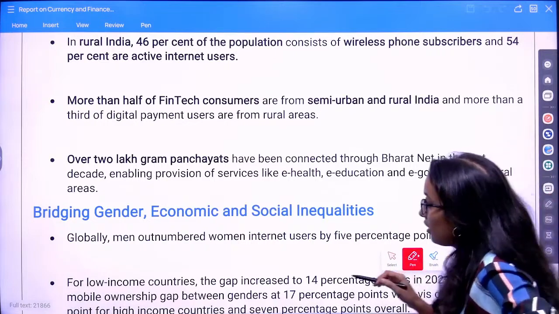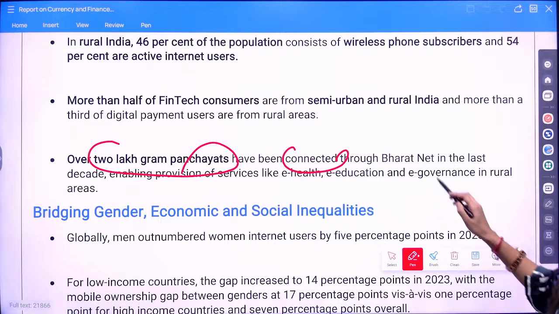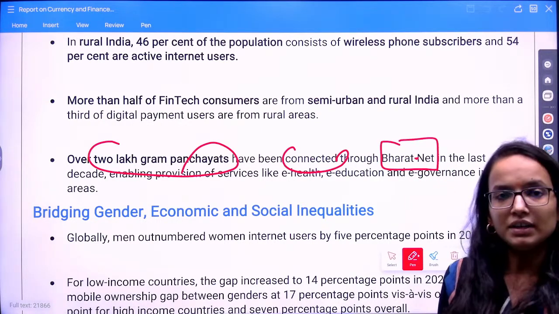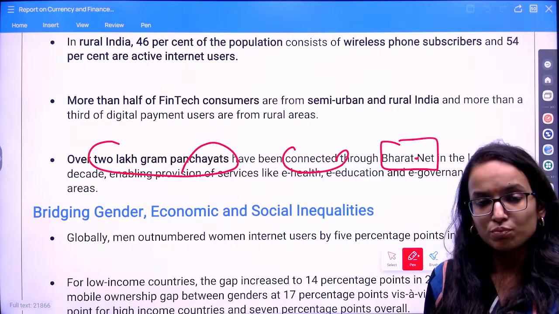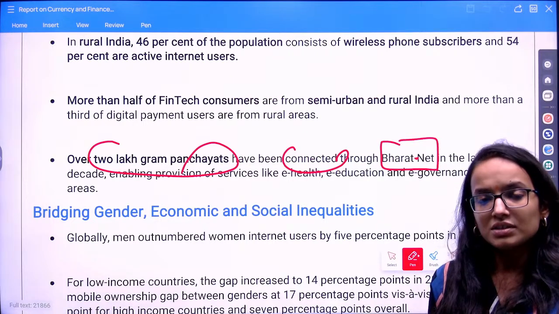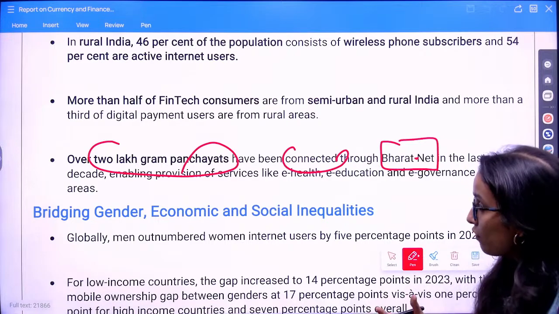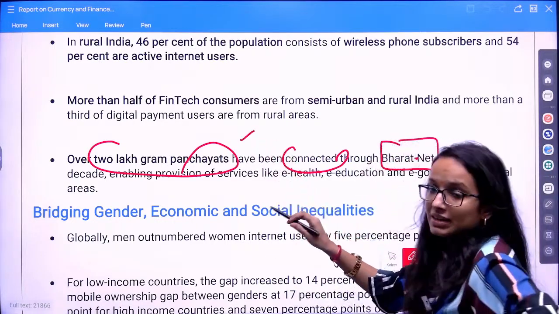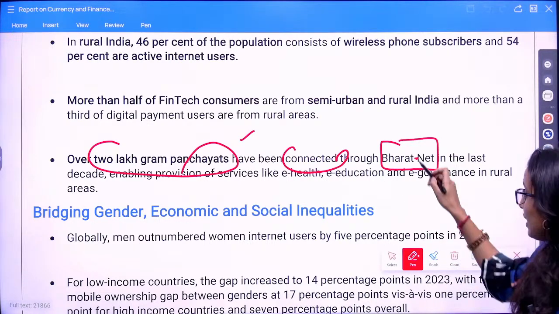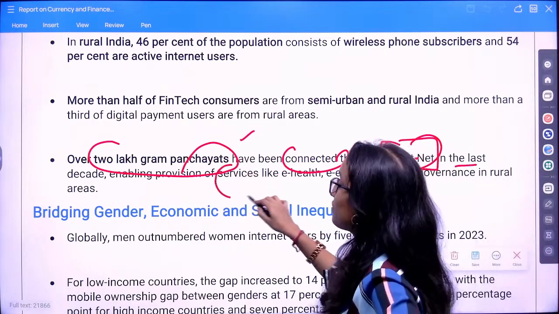Then if you see, over 2 lakh gram panchayats have been connected through BharatNet. So BharatNet, you see, is again a very important initiative launched by Government of India. The objective of launching BharatNet was to provide almost 2.5 lakh gram panchayats with broadband connectivity, right? So over 2 lakh gram panchayats have been provided with this broadband connectivity under the BharatNet program in the last decade, in the last 10 years, enabling provision of services. So why is it important?